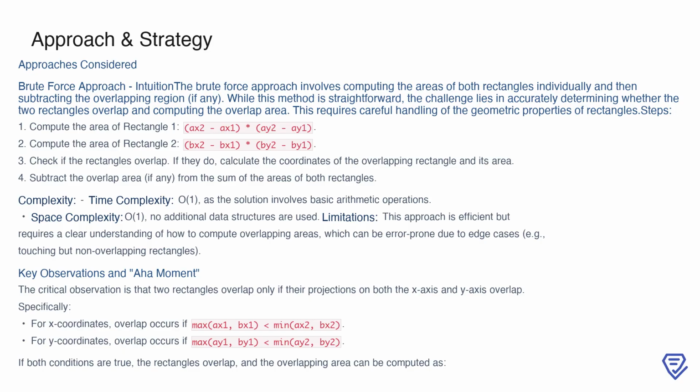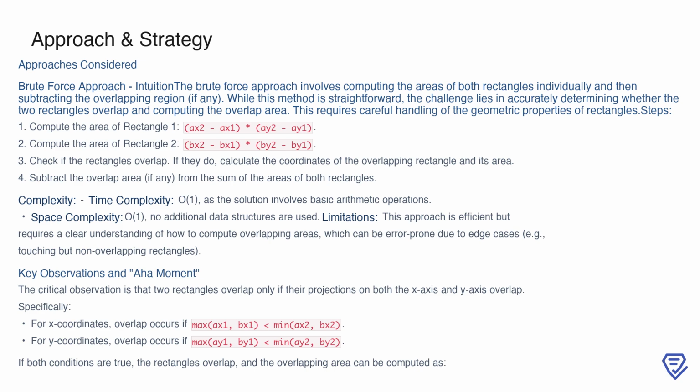This method has a constant time complexity of O(1), since it uses only basic arithmetic operations, and it also has O(1) space complexity since no additional data structures are required. However, the main limitation is that accurately determining the overlap can be tricky, especially when handling edge cases, such as when rectangles touch but do not overlap.